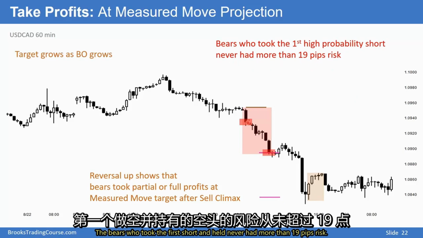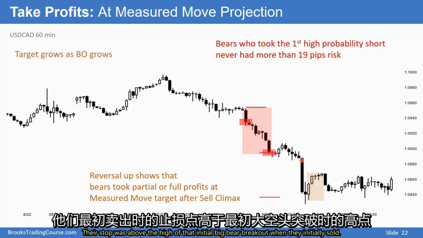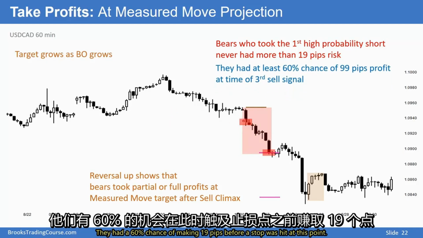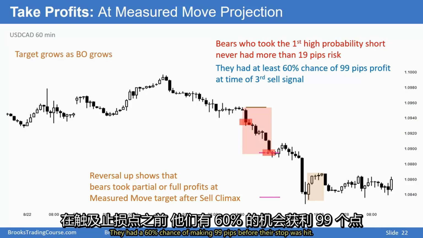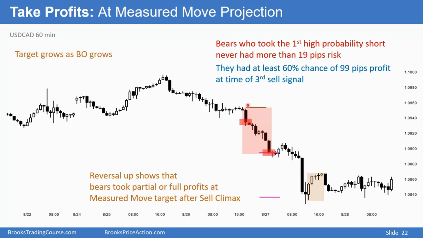The bears who took the first short and held never had more than 19 pips risk. Their stop was above the high of that initial big bear breakout. When they initially sold, they had a 60% chance of making 19 pips before a stop was hit. At this point, they had a 60% chance of making 99 pips before their stop was hit.